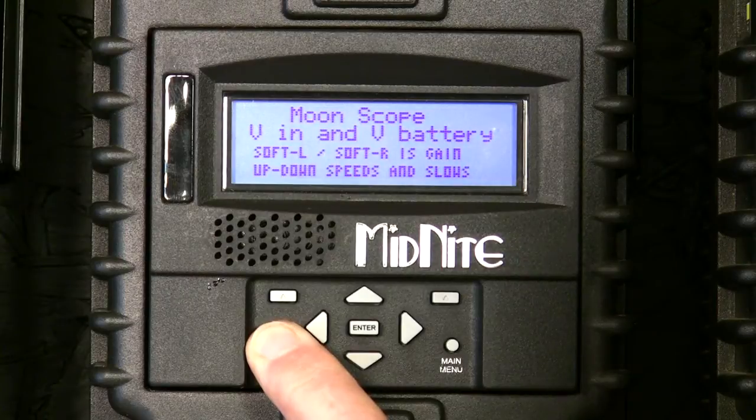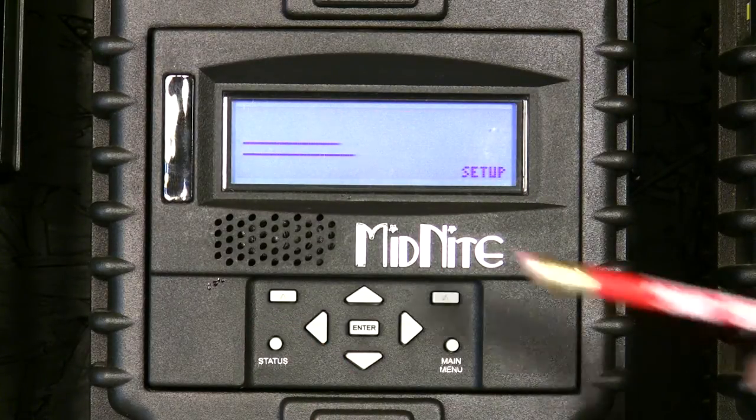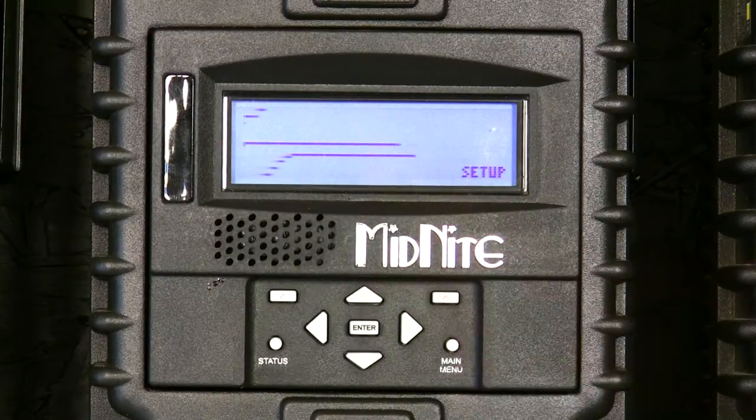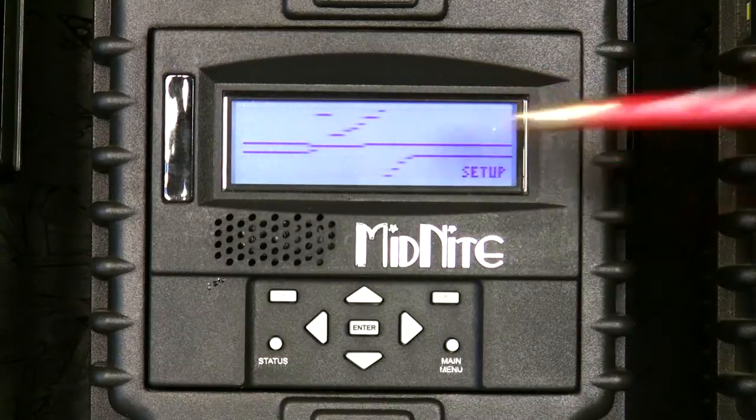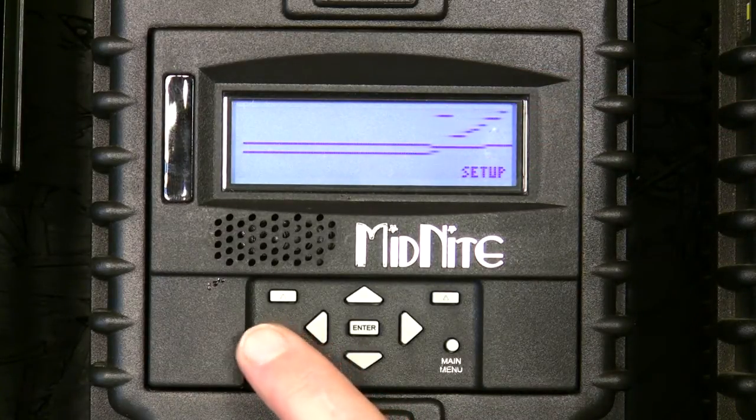And here we have the MidNite Scope. Basically this is an oscilloscope with two channels. Bottom being battery voltage, top being input voltage. And you see there it just did a sweep. This is usually pretty boring on solar, but it can be kind of entertaining on a wind turbine.